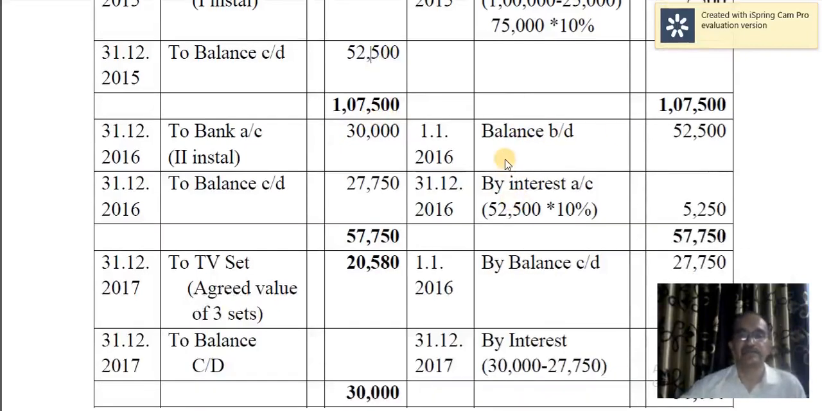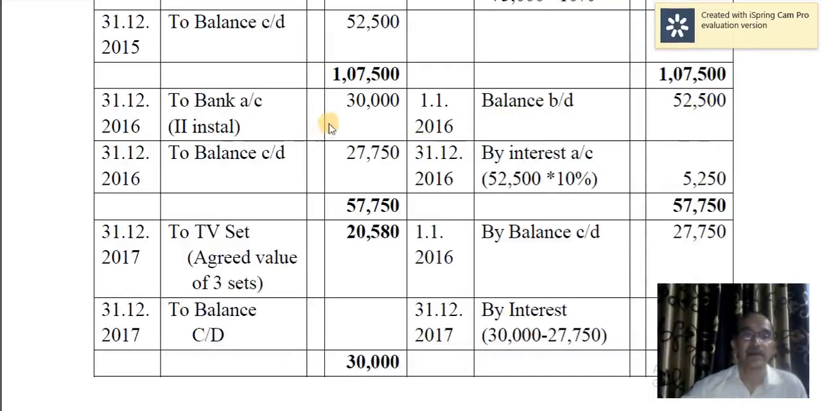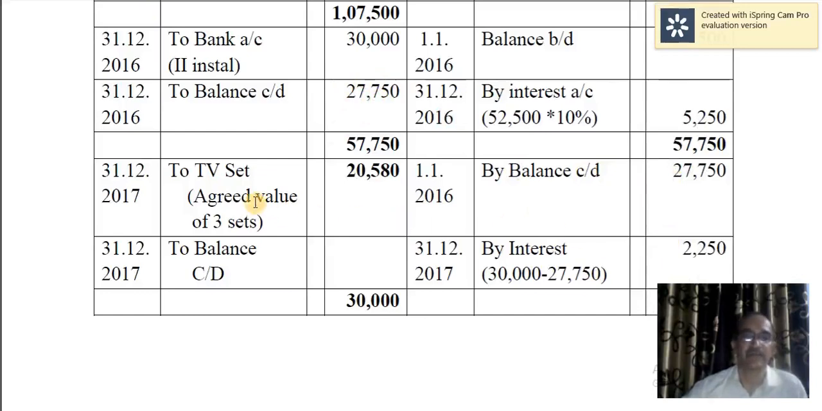Alright, balance brought down 52,500, and you have paid the second installment of 30,000. Second year interest is 5,250. So the balance still payable is 27,750. So that is brought down here, 27,750.